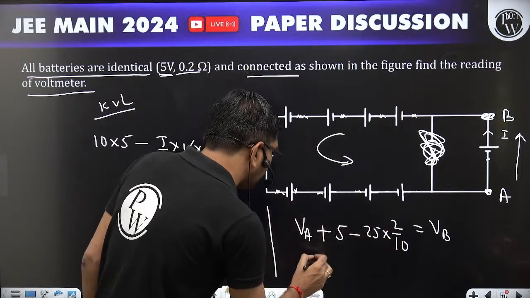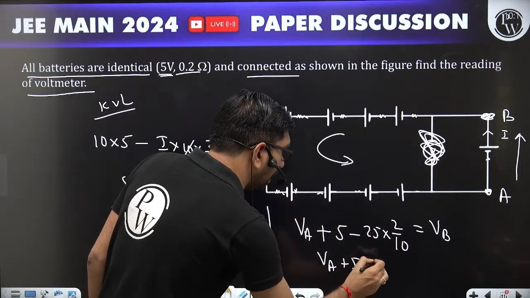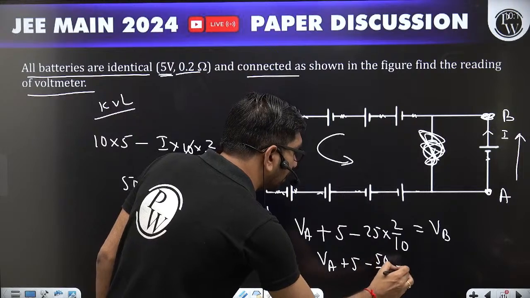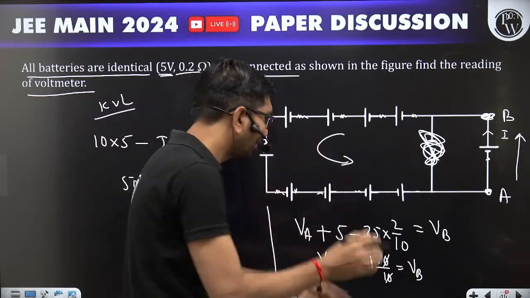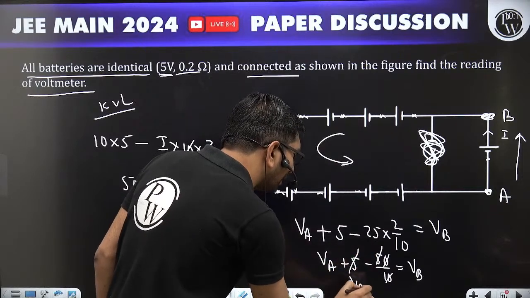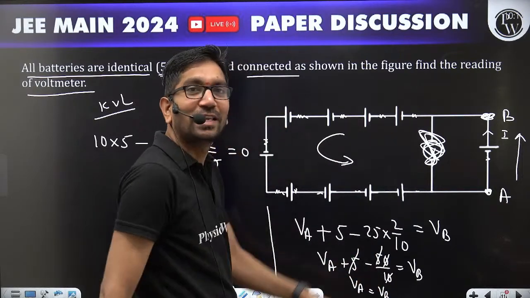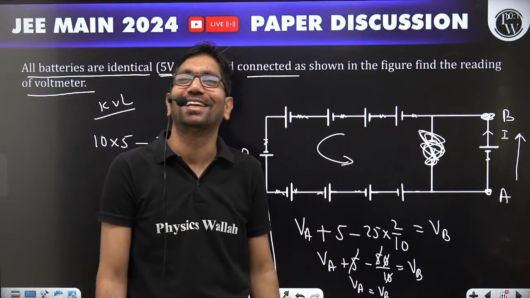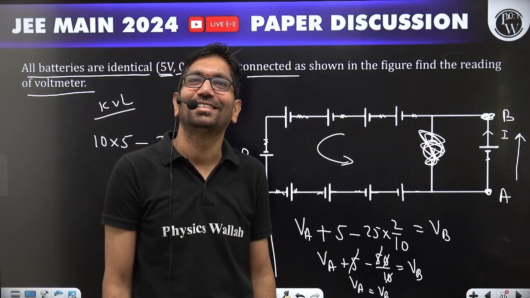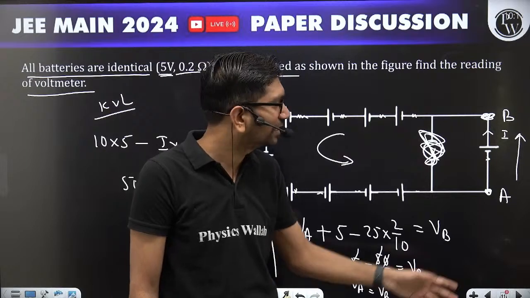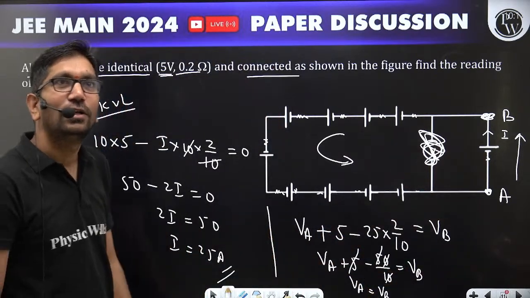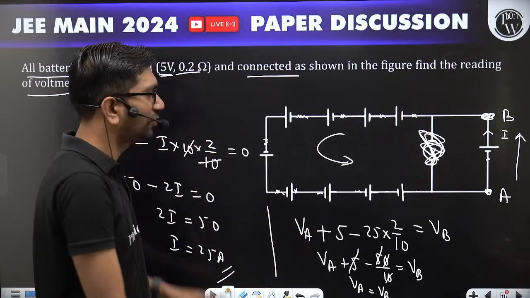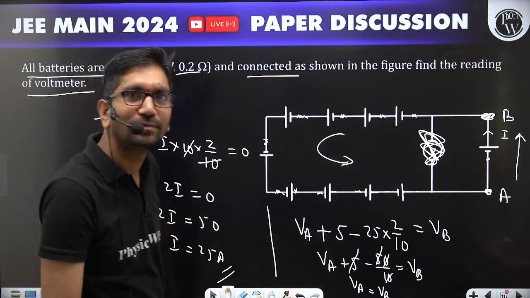See here, VA plus 5 minus 50 by 10 is equal to VB. This gets cancelled, plus 5 minus 5 also gets cancelled. So finally VA is equal to VB. Is there any potential difference? No, there is no potential difference here. So the final answer shows a 0 reading. If there is an option, you have to say that it is 0.